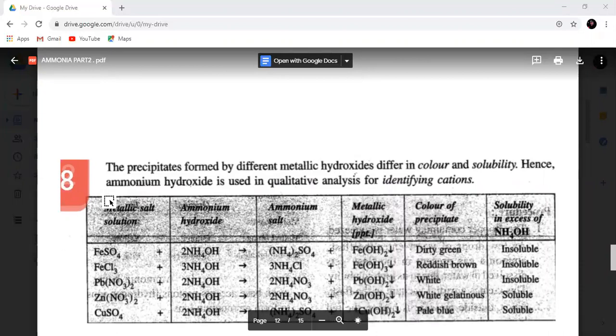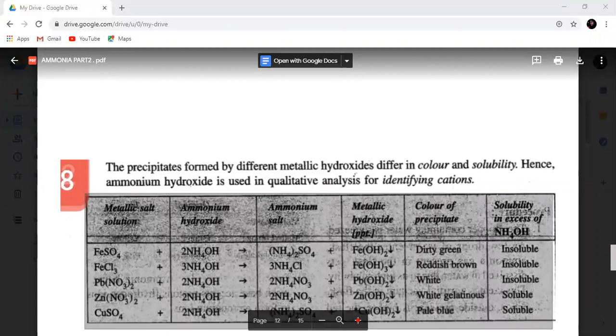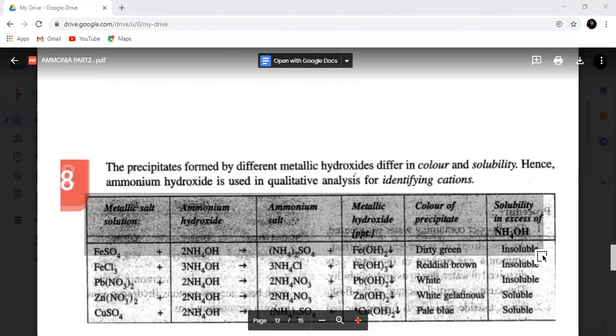Always remember this table will come in two ways: either the completion of the reaction, and second, what do you observe. Give the specific observation. Like that the questions will be coming. I'm giving you one example. Give the specific observation when ferrous sulfate is being treated with ammonium hydroxide. Here you have to write it.